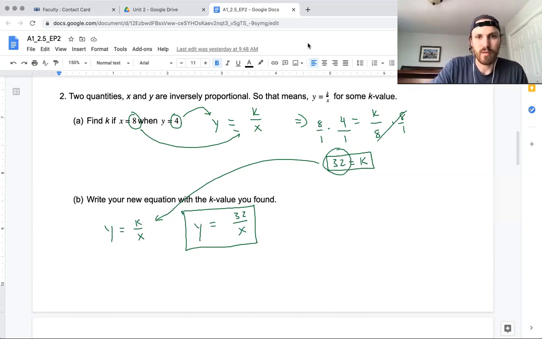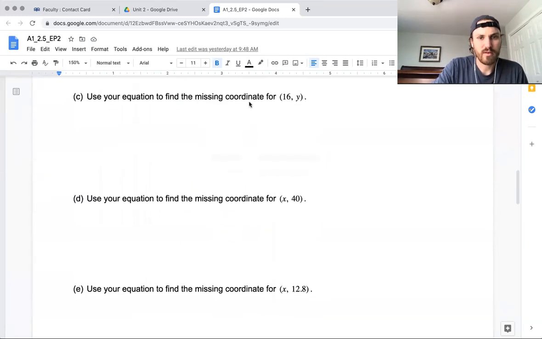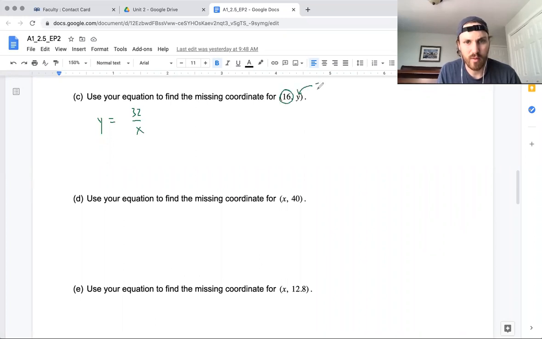Okay, so let's clear that and scroll down. Use your equation to find the missing coordinate for 16 comma y. Remember, our equation was basically y equals 32 over x. We were given the x value and we want to know the y value. So let's plug in 16 for x and we'll get y equals 32 over 16. So y equals 2. That's our missing coordinate, and the point would be 16 comma 2.